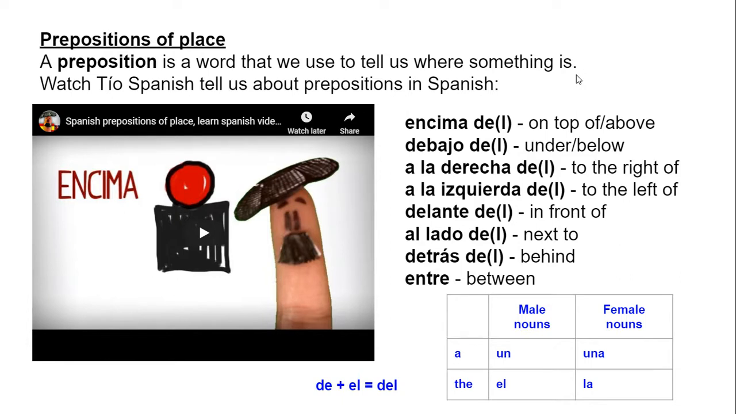Now, the reason for that is that if I wanted to talk about something being on top of my wardrobe, el armario, the wardrobe, I have to put the de and the el together to make del. So let's say I was talking about my cat lying on top of the wardrobe. El gato está encima del, let me try again. El gato está encima del armario. The cat is on top of the wardrobe. So I have to take the de from encima de and the el from el armario and put them together.